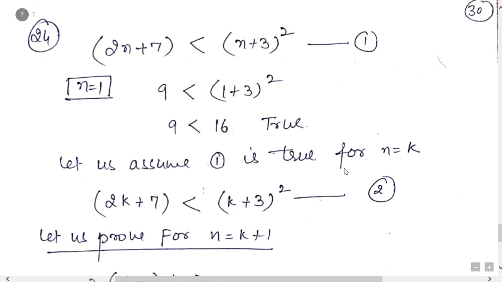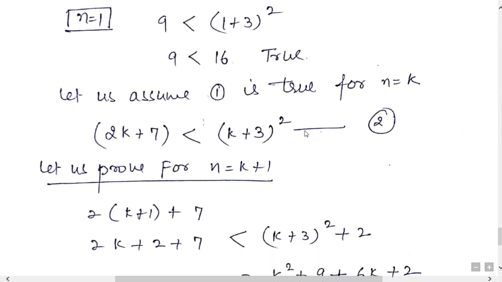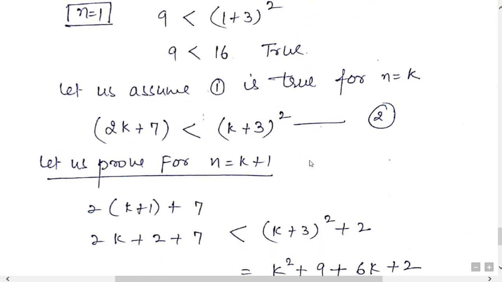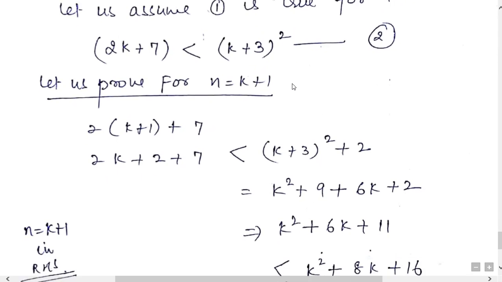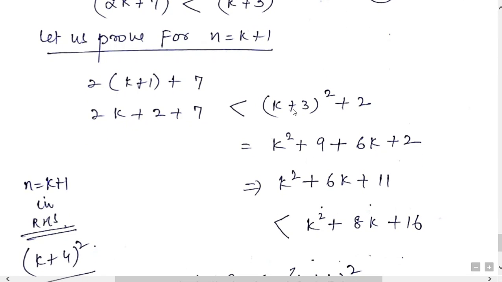This question is similar to question number 18. 2n plus 7 is less than n plus 3 whole square. Insert n is equal to 1. It's 9 less than 16, which is true. Then insert n is equal to k. Now for k plus 1, what about the left hand side and the right hand side? The left hand side will be 2k plus 1, that is 2k plus 2 plus 7. And the right hand side is k plus 4 whole square.